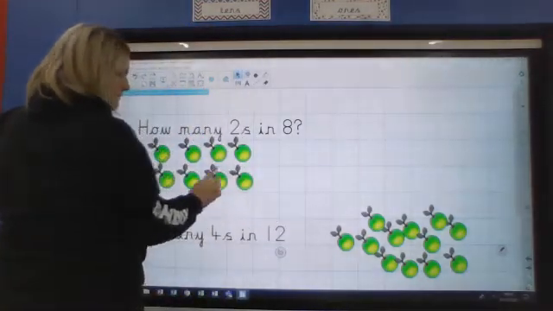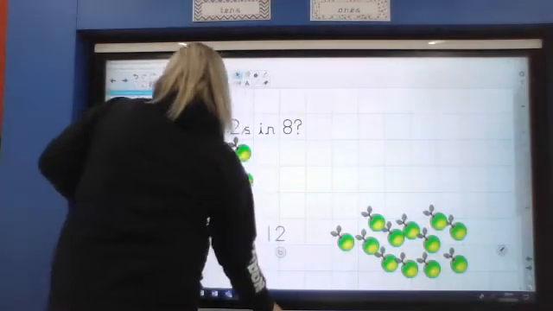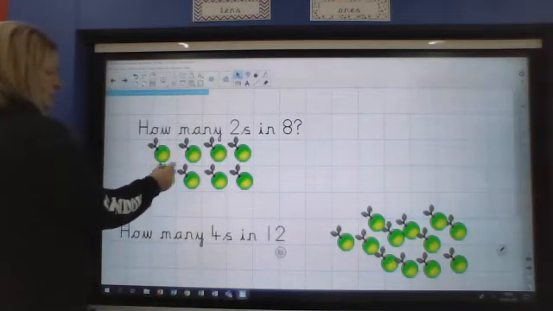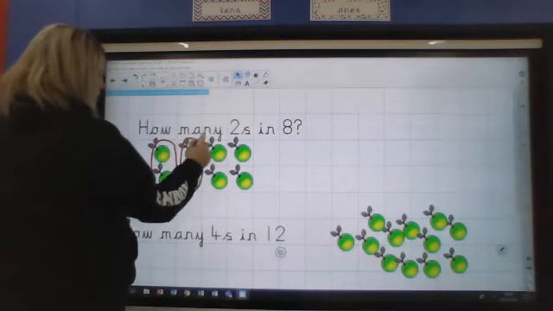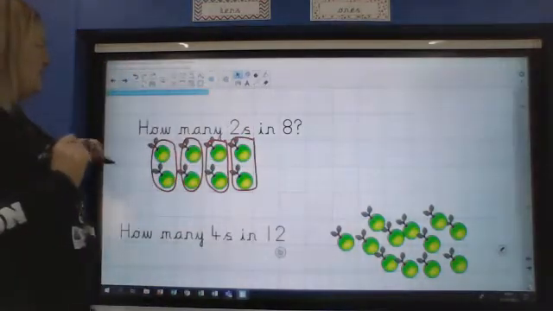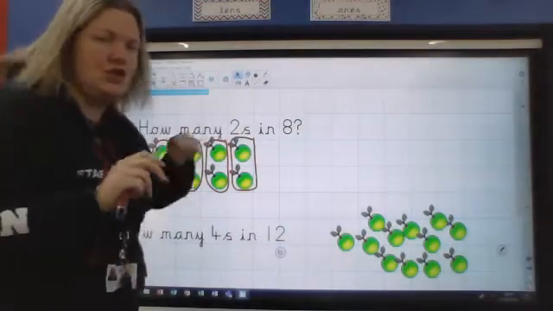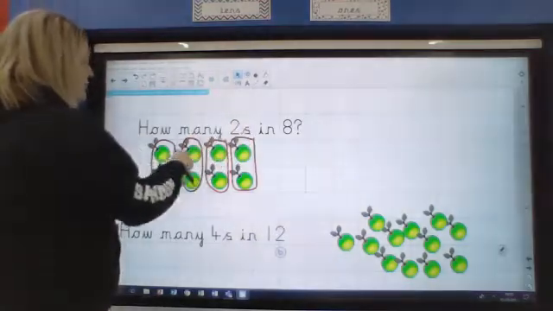A bit like what we did in multiplication. So we've got 1, 2 there, so we've got 1, 2, 3, 4. So how many 2s are in there? 8. So with multiplication, we counted in 2s. With division, we're not, okay? We're looking at how many 2s are in 8.